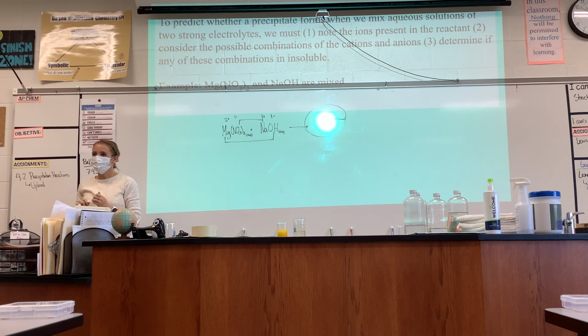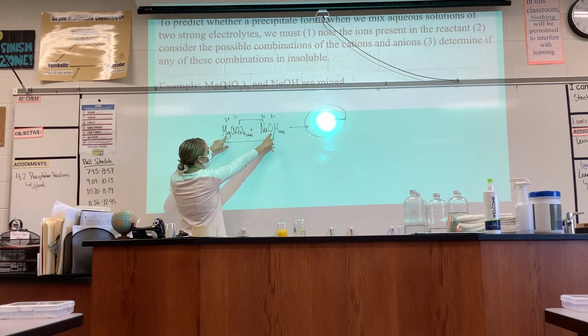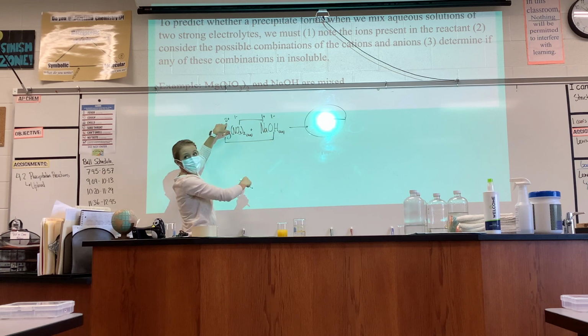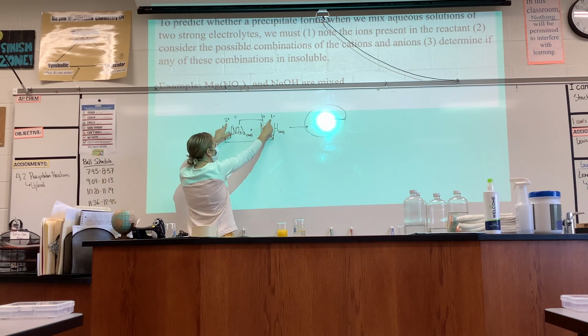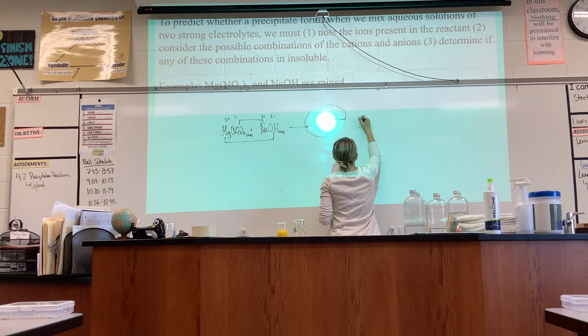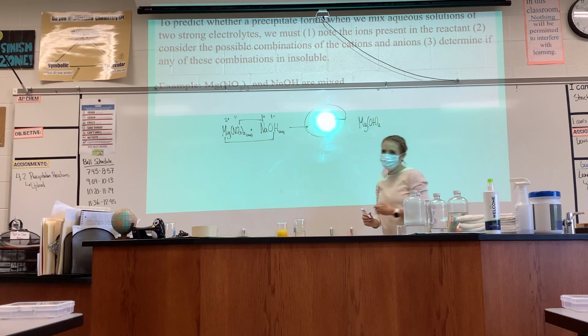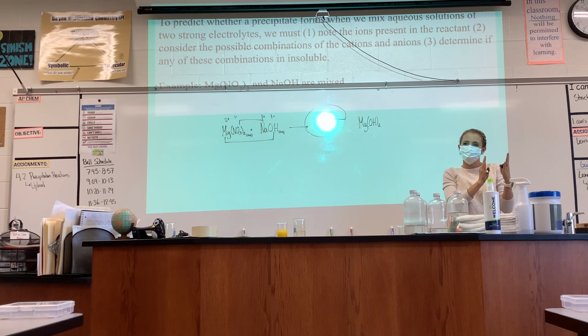So now we gotta pair them up with their new dance partners and balance it out. Magnesium's gonna pair up with hydroxide. Magnesium is +2, hydroxide is -1. So it's gonna be Mg(OH)2. We need 2 hydroxides to balance out the 1 magnesium.